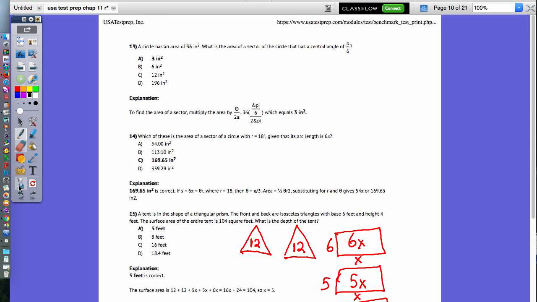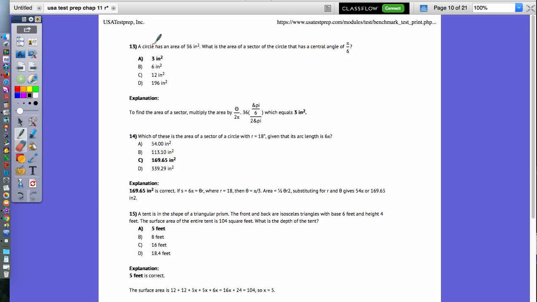Number 13. A circle has an area of 36 inches squared. What is the area of the sector of the circle that has a central angle of pi over 6? So once again, this is radians. Pi over 6 all over the total circle, which is 2 pi.